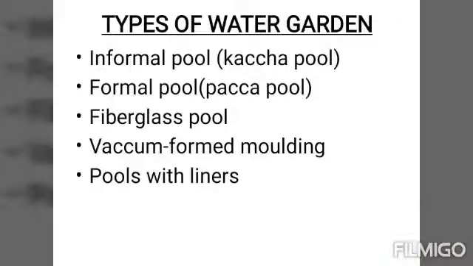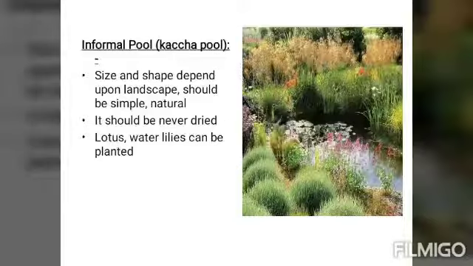Now we'll come to the types of water garden. These are some of the types: the informal pool, which is also called kacha pool, and the formal pool, which is also called pakka pool, and fiberglass pool, vacuum form molding pools, and liners. So we will discuss these. Firstly we'll discuss the informal pool, that is kacha pool.